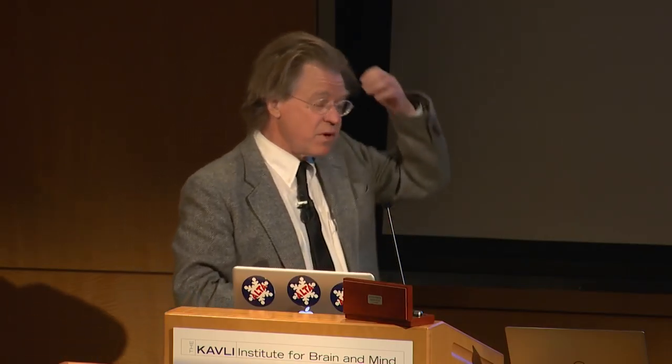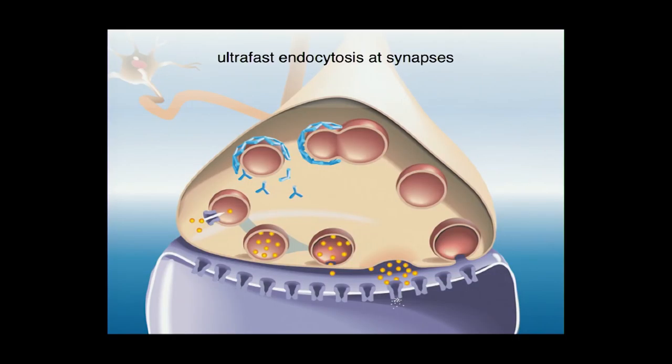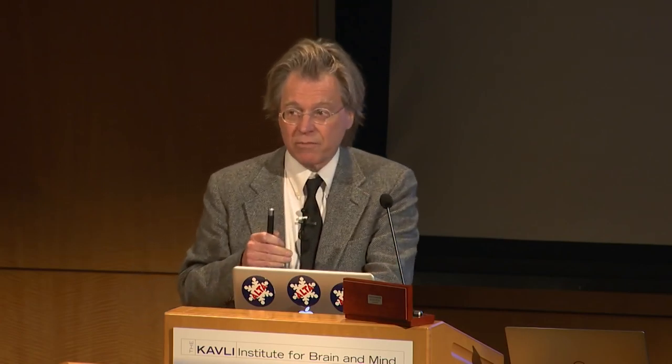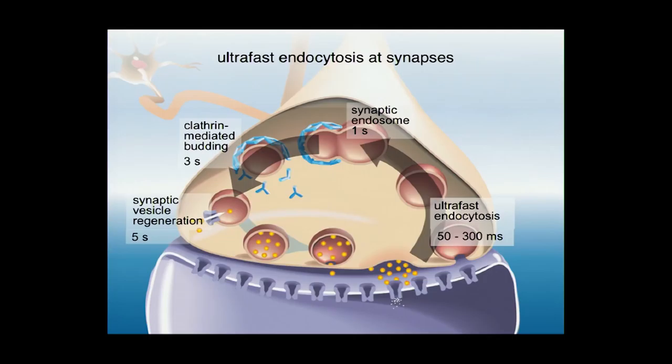So we have revisited those experiments, and I think we see another process that's occurring. We call this ultra-fast endocytosis, and in this case, we see that the membrane is removed from the surface between 50 to 300 milliseconds in a mouse neuron. This then generates a synaptic endosome within 1 second. These are budded by clathrin into mature synaptic vesicles that can be refilled and reused in 5 seconds. So the process that we're observing is much faster than what had been observed by Heuser and Reese.